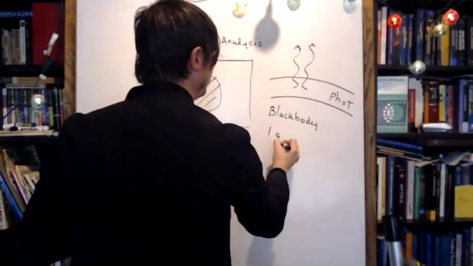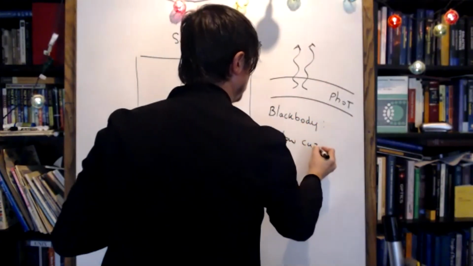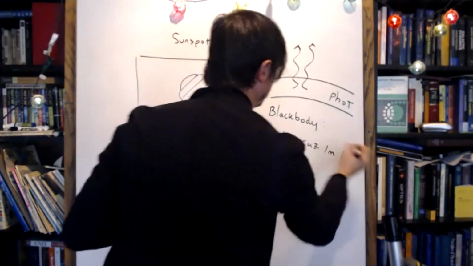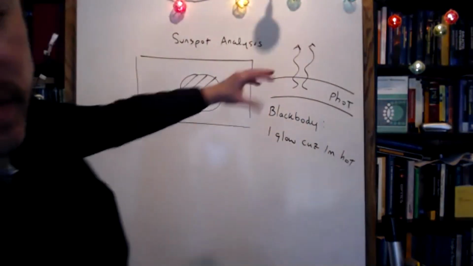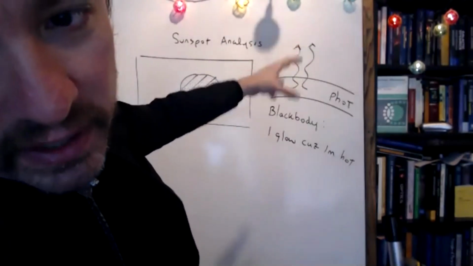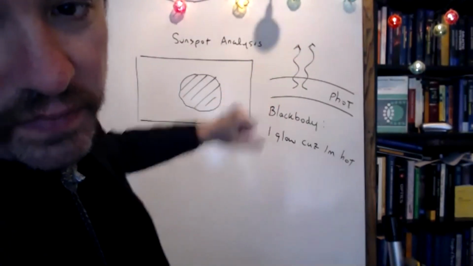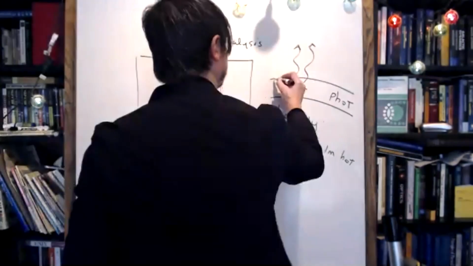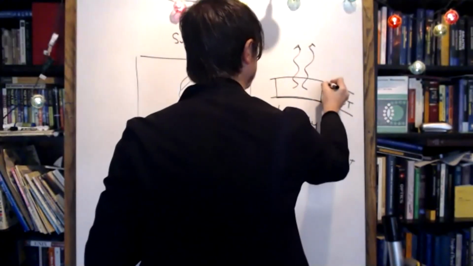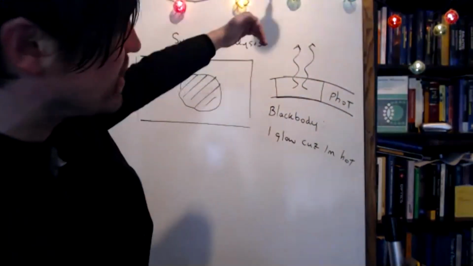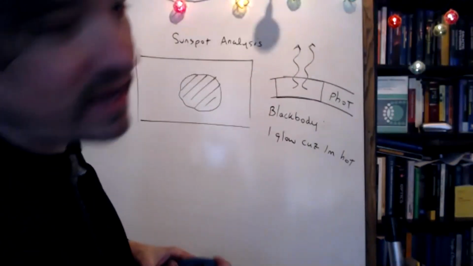A black body means I glow because I'm hot. And normally the photosphere is bubbling kind of like a pot of soup. When magnetic fields trap a sunspot, they prevent gas from sinking back down into the sun.